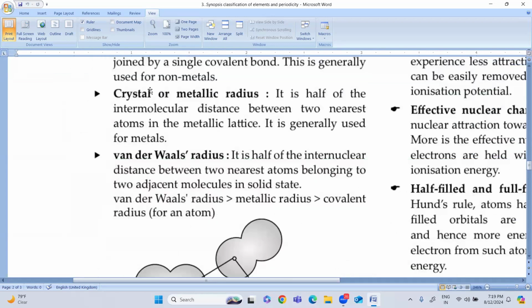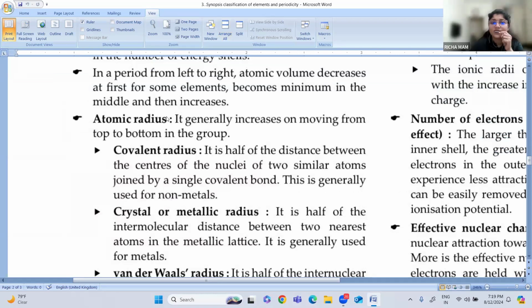What is this covalent radius? When we discuss covalent radius, it is half of the distance between the centers of two similar atoms joined by a single covalent bond. This is generally used for non-metals. Suppose two atoms are there. Suppose we have two chlorine atoms. Chlorine is a non-metal. So these are the two chlorine atoms.